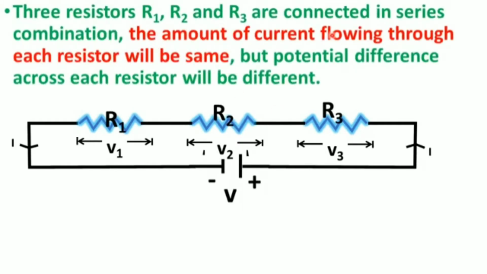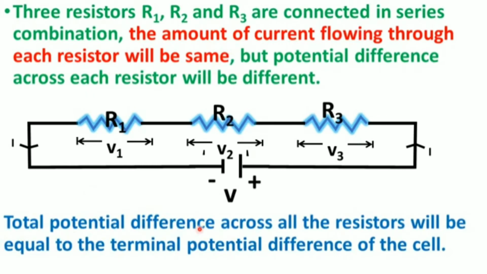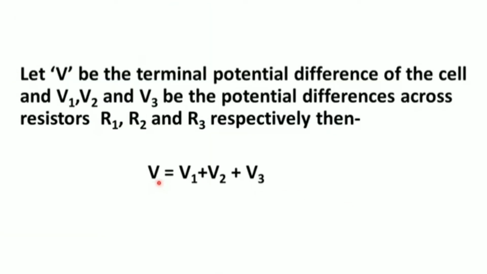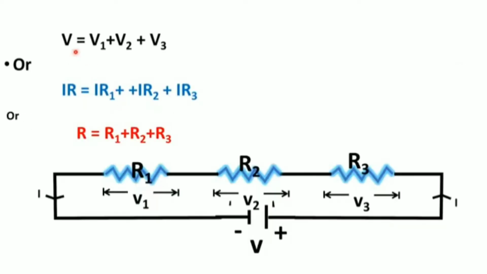The amount of current flowing through each resistor will be the same, but the potential differences across different resistors will be different. And if we add up all these potential differences across different resistors, we will get the potential difference equal to the terminal potential difference of the cell. So V is equal to V1 plus V2 plus V3. By making use of Ohm's law, we can write V is equal to IR, V1 is equal to IR1, V2 is equal to IR2, and V3 is equal to IR3.